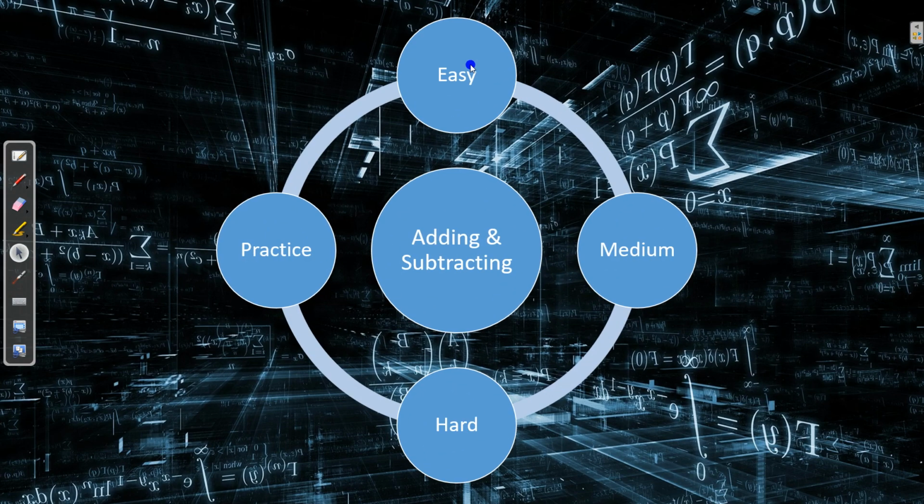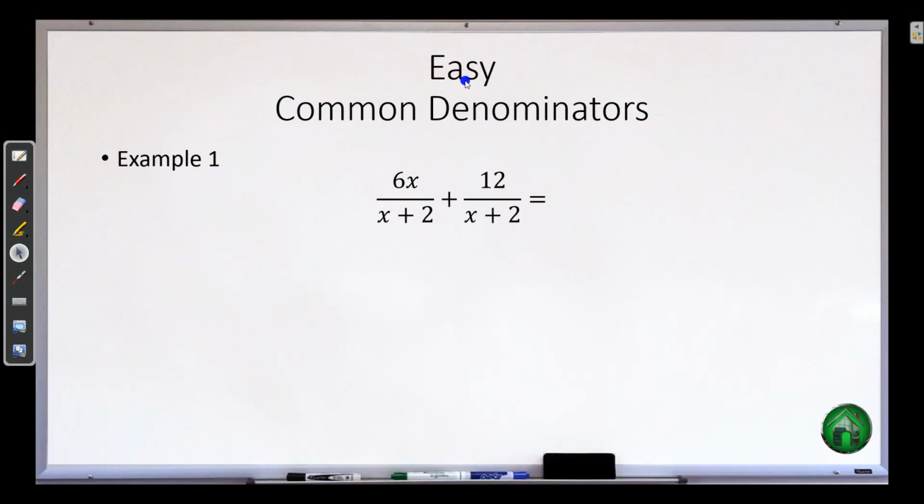And so we're going to break this up a little bit for our adding and subtracting. We're going to take a look at the easy problems together, the mediums, and then the hard ones at the very end. We're going to break them up into those three chunks. So first, let's take a look at the easy types of problems for adding and subtracting rational expressions.